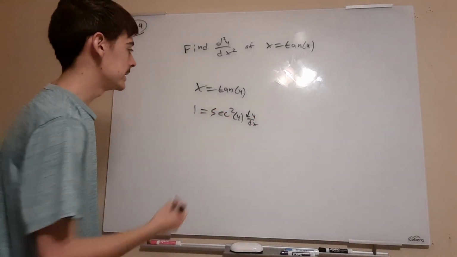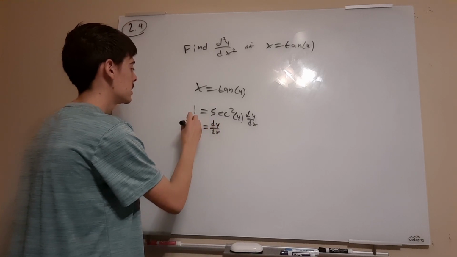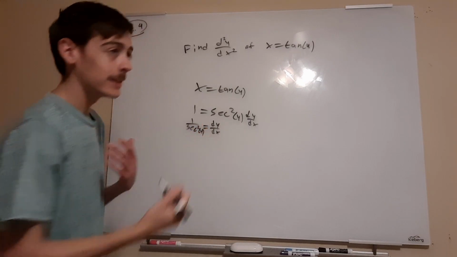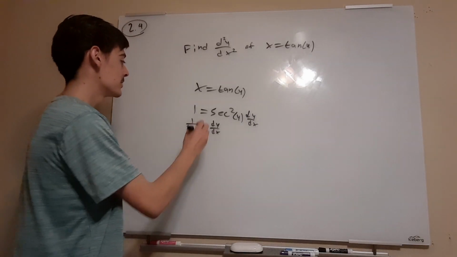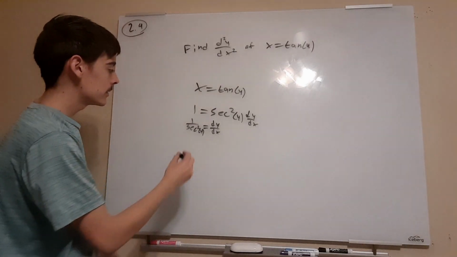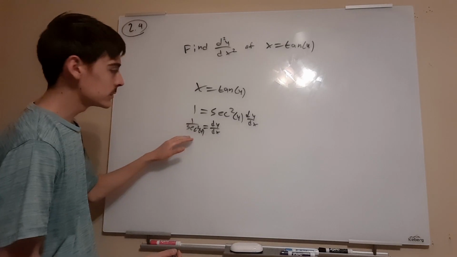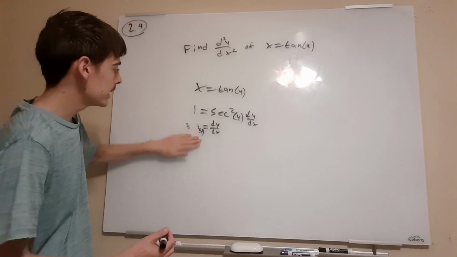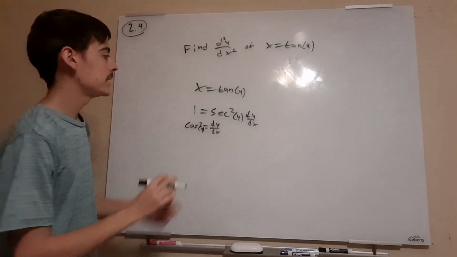And that makes it really easy to isolate dy/dx. We just divide both sides by secant squared of y. So we get dy/dx equals 1 over secant squared y. But remember, secant is just 1 over cosine. So 1 over secant squared is just cosine squared. So cosine squared of y equals dy/dx.